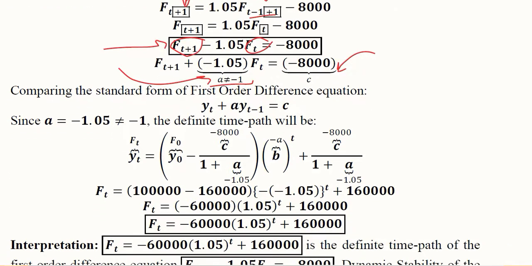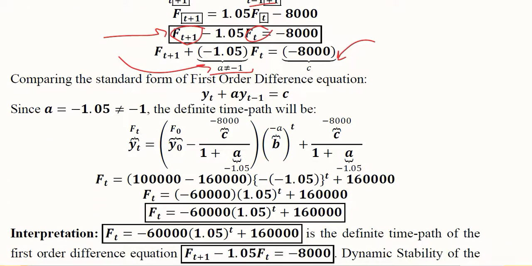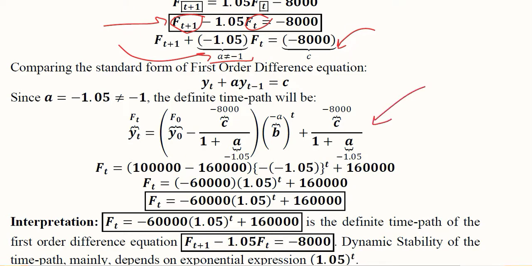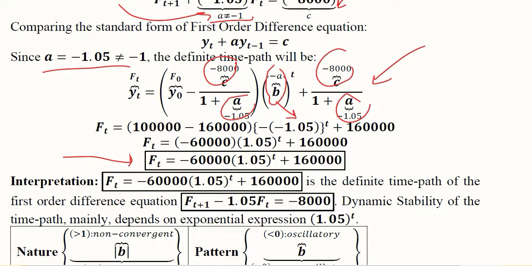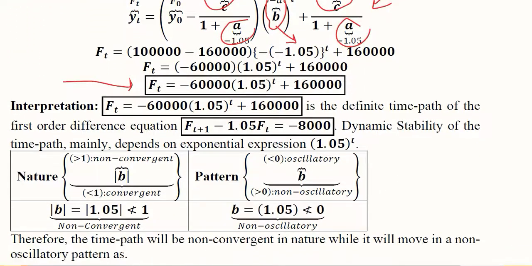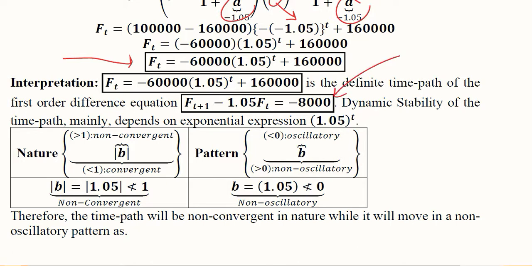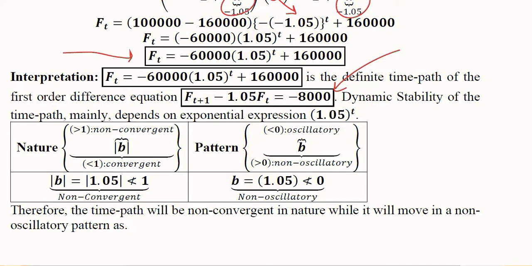And now the values are going to be substituted in this formula, which is applicable because a is not equal to minus 1, and this is the formula. We have highlighted the values that we are going to substitute in the next step. This is a, this is the value of b, which is equal to minus a. We have substituted the value here, and now simplification leads us to the time path of the first order difference equation. This is the first order difference equation that we developed, and now we can check its dynamic stability.